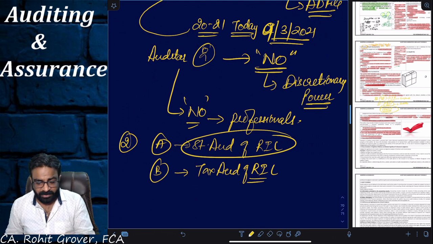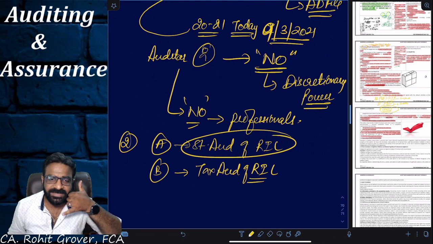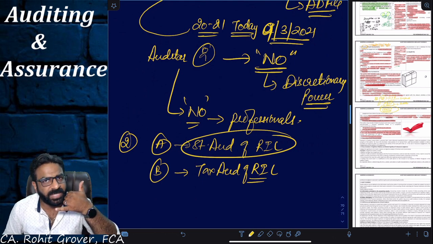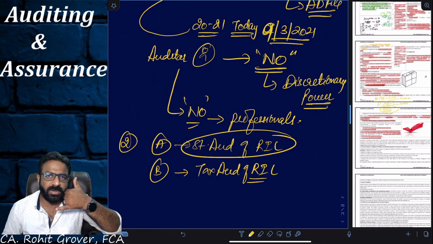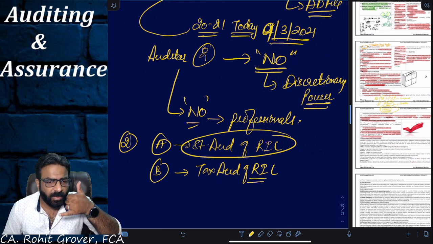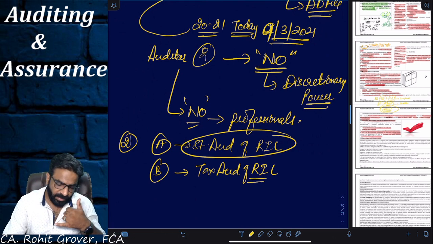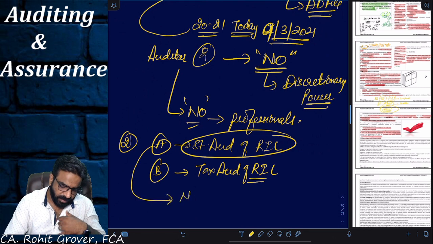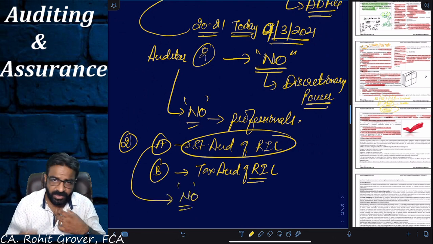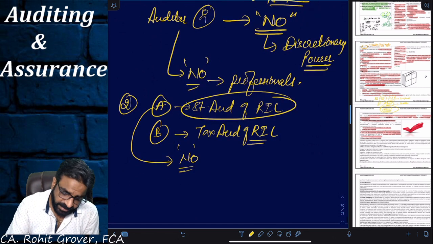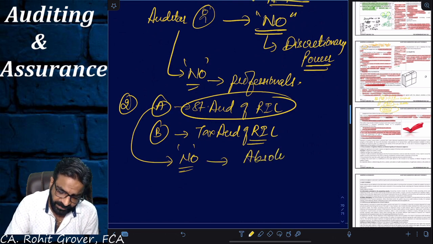Now, what did this tax auditor do? He called the statutory auditor. Sir, I'm the tax auditor. I'm also a practicing chartered accountant. I would like to come to your office and see the audit working papers you have collected, because that is required for the purpose of my tax audit. Again, this statutory auditor said no. Can he say no to him also? Yes. The answer will remain the same. Auditor is which owner?